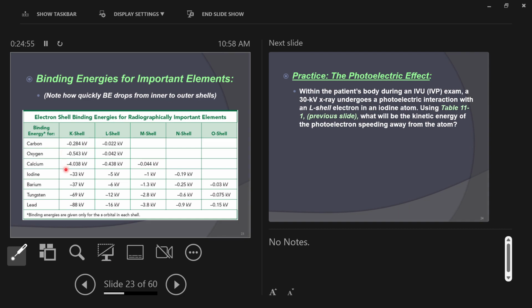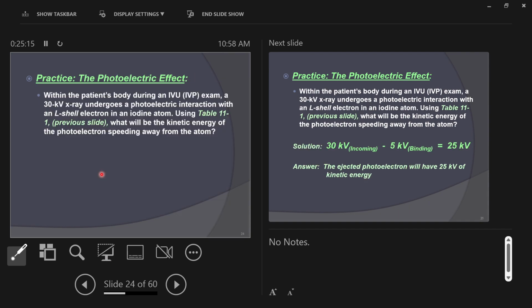So let's take a note here. We're going to need to know this one for this next idea. Good. Pay attention to iodine and the L shell for iodine. Negative 5 kV. That means you need at least 5 kV worth of energy to eject the L shell of iodine. So this next question here says, within a patient's body, during some procedure, they call it an IVU, intravenous urogram, okay? A 30 kV X-ray photon undergoes a photoelectric interaction with the L shell of iodine.